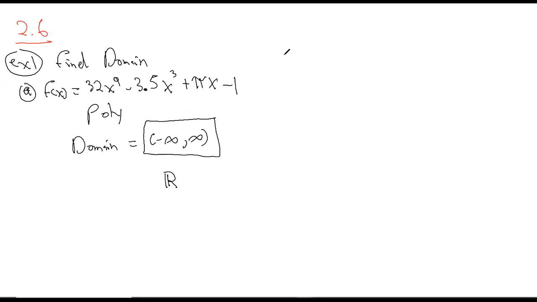B, let's do that over here. And we're going to have f of x equals 3x plus 5 over 2x minus 7. How am I doing on time? 5 minutes. All right. So f of x equals, that's 3x plus 5 on the top and 2x minus 7 on the bottom.